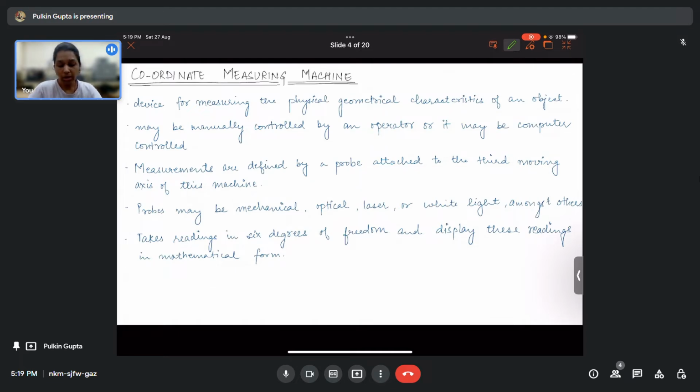So what it is, let us have basic definitions for that. It is a device which is used for measuring physical geometrical characteristics, that is more or less the dimensions and the geometrical features. That is the dimensions along three axes and other geometrical features.